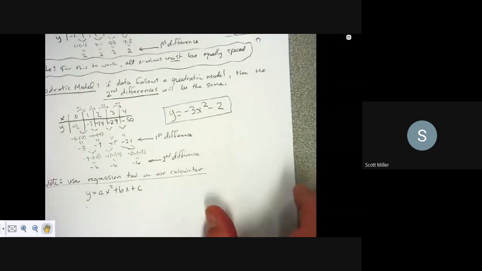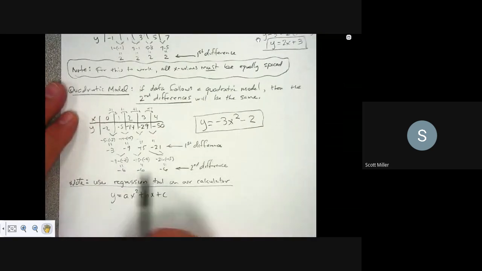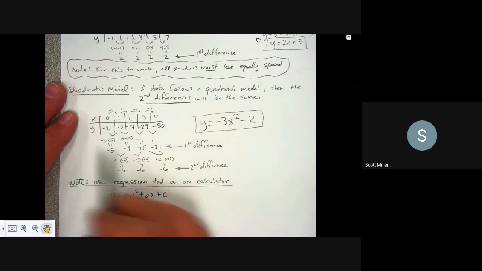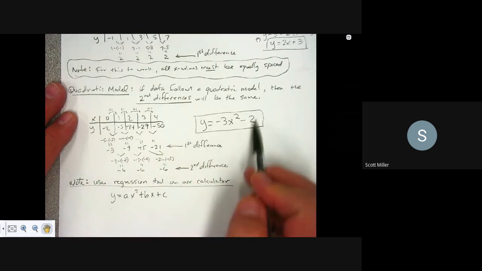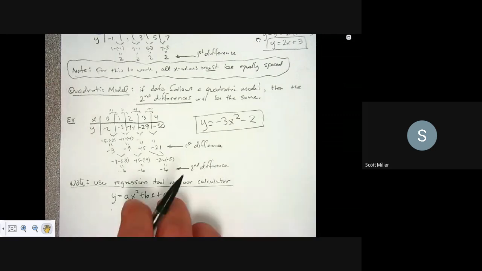So that is how I can use the calculator. We will talk more about that as we move along and use it more regularly, but there's that one. That's the quadratic model. Again, if the second differences are the same, then I have a quadratic model, and we will use our calculator regression tool at this time to find the model from it. Okay, so let's look at the next one here. Again, a recapping of the exponential model.